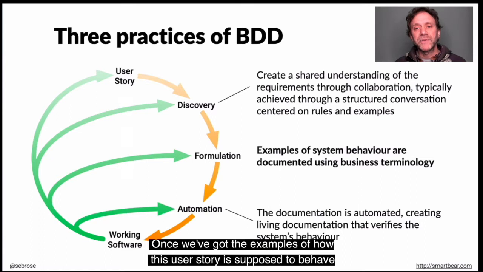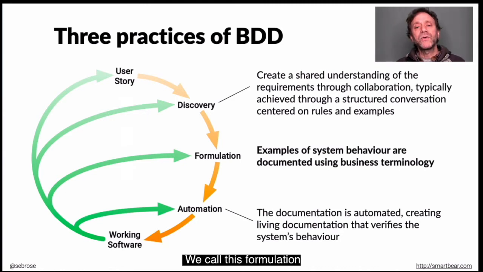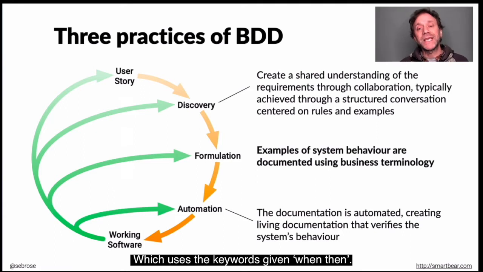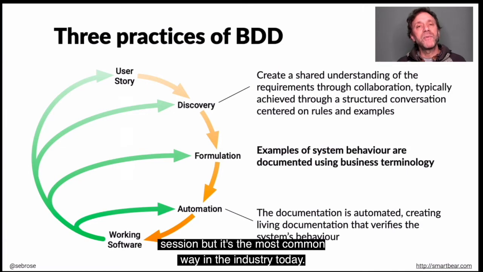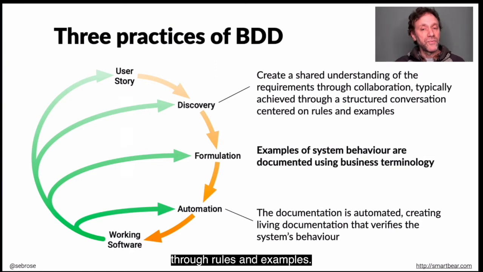Once we've got the examples of how this user story is supposed to behave, then we document these using business terminology. We call this formulation. You may be familiar with the Gherkin language that Cucumber and SpecFlow understand, which uses the keywords given, when, then. This is not the only way to formulate the outcome of a discovery session, but it's the most common way in the industry today.